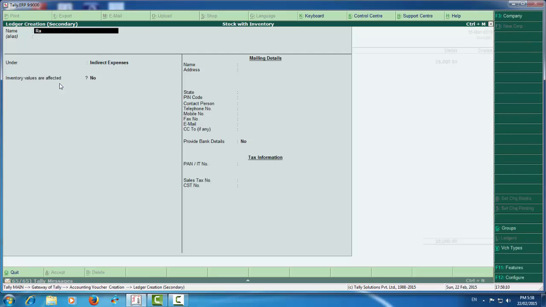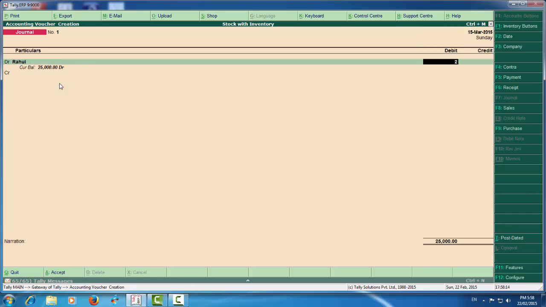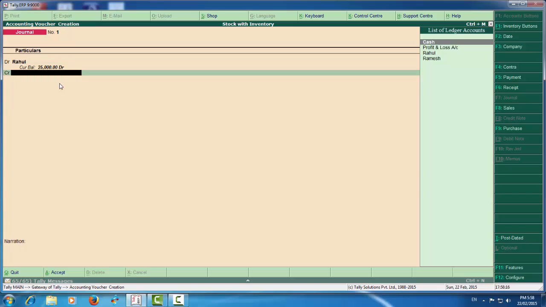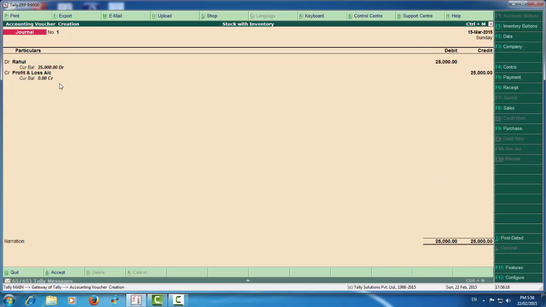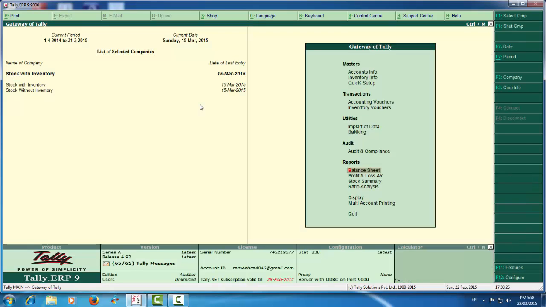In the capital account of Rahul, 25,000. Credit, profit and loss account. Now you can see in the balance sheet that the P&L balance is transferred. Okay. Same way, stock without inventory, in that also.